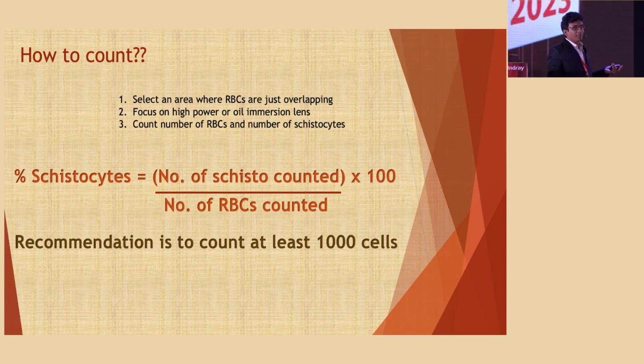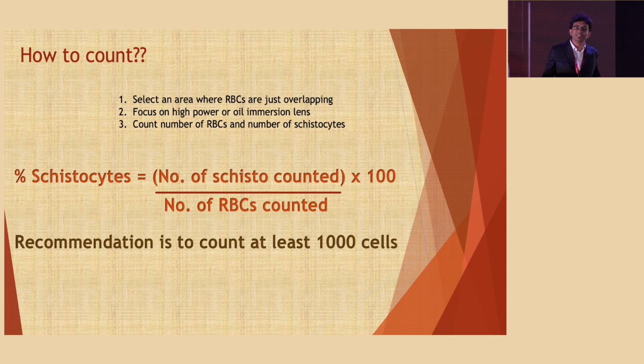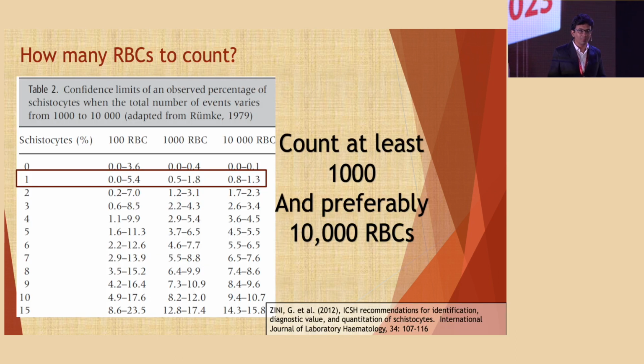So how to count them? First of all, we need to select an area where RBCs are just overlapping, and then we go into high power or oil immersion lens. We should not select the area which is at the feathered edge where we see all spherocytes. And then we start counting the red blood cells and cystocytes, put them in the formula, and the recommendation is to count 1000 red blood cells.